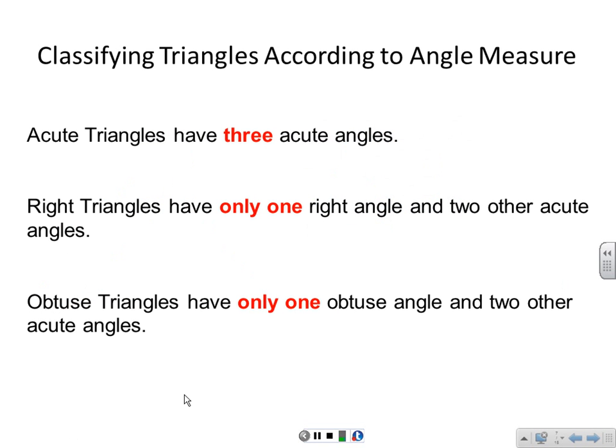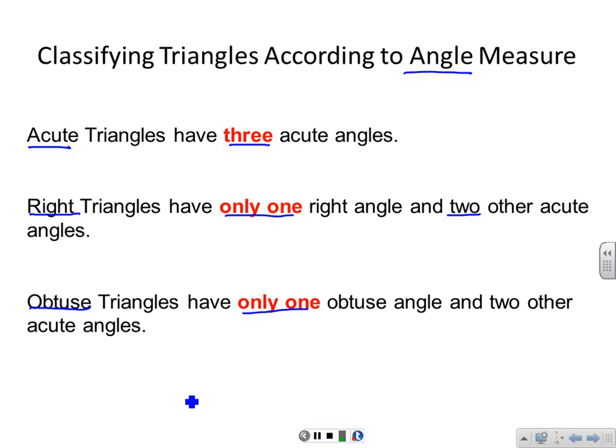Alright, the next thing we're going to talk about is classifying triangles according to their angle measure. So acute triangles have 3 acute angles. Remember, acute is less than 90 degrees, 0 to less than 90. Right triangles have only one right angle and 2 other acute angles. And then obtuse triangles have only one obtuse angle, and remember, obtuse is greater than 90 degrees up to 180, and 2 other acute angles.